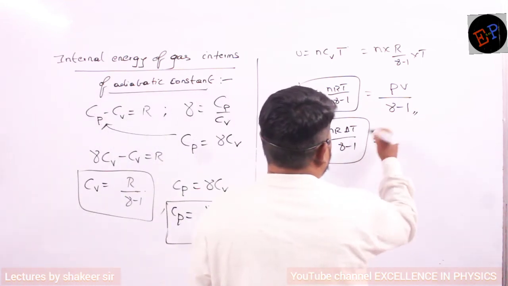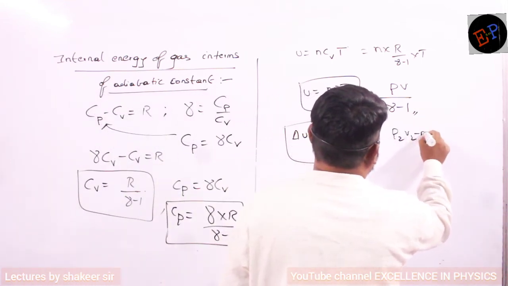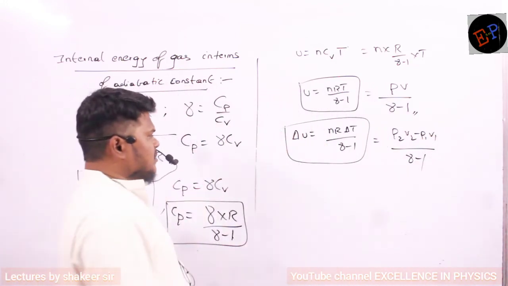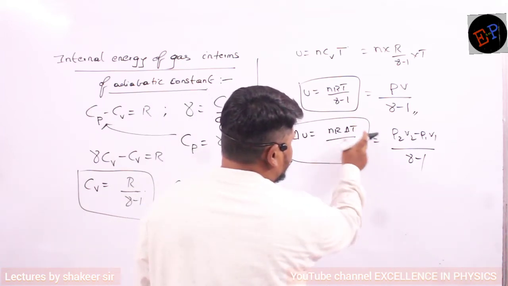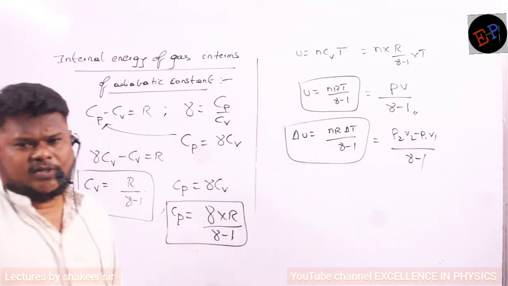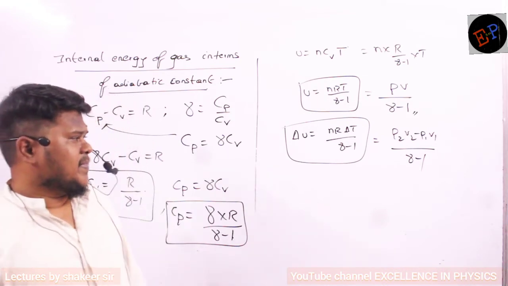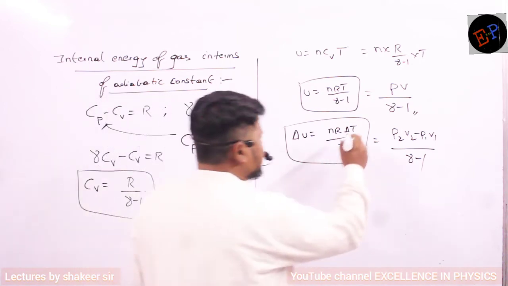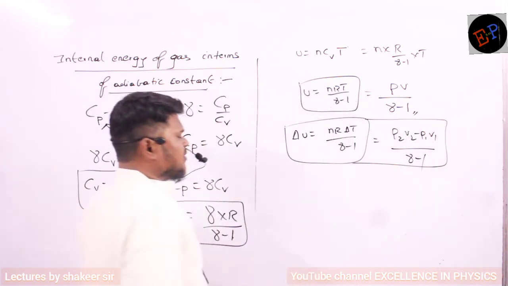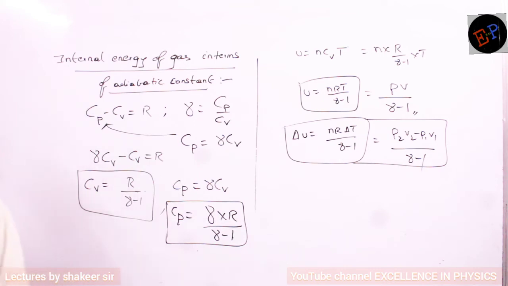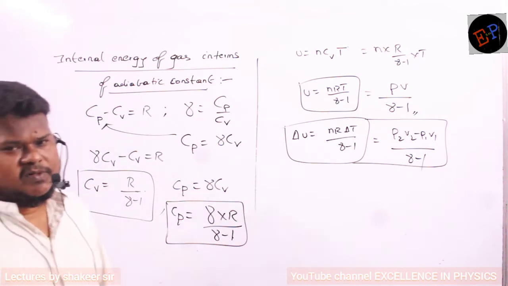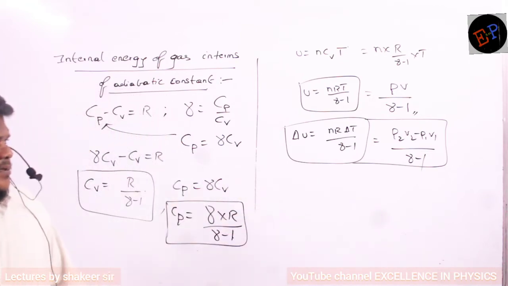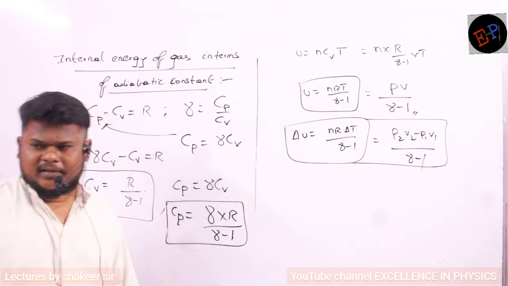Similarly, this also I can write as P2 V2 minus P1 V1 divided by gamma minus 1. Are you able to understand? Because with nR delta T, a change in temperature means pressure will change and volume will also change. So from the ideal gas equation, P2 V2 minus P1 V1 divided by gamma minus 1. These are the different equations to calculate the internal energy of a gas in terms of the adiabatic constant. In terms of degrees of freedom we have already calculated; now this is in terms of the adiabatic constant. Clear? Make a note.